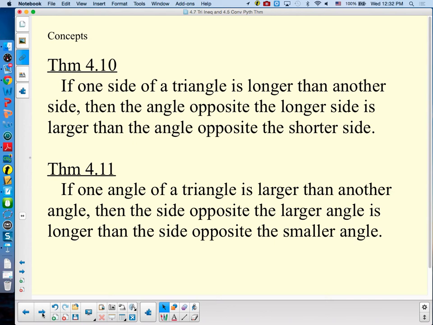So I gave you the side lengths, so you would be using theorem 410. If one side of a triangle is longer than another side, then the angle opposite the longer side is larger than the angle opposite the shorter side. First, tell me which is the smallest angle. Angle C is the smallest. The measure of angle C is smaller than, what's the medium-sized one? Angle A. So that makes the largest one angle B.